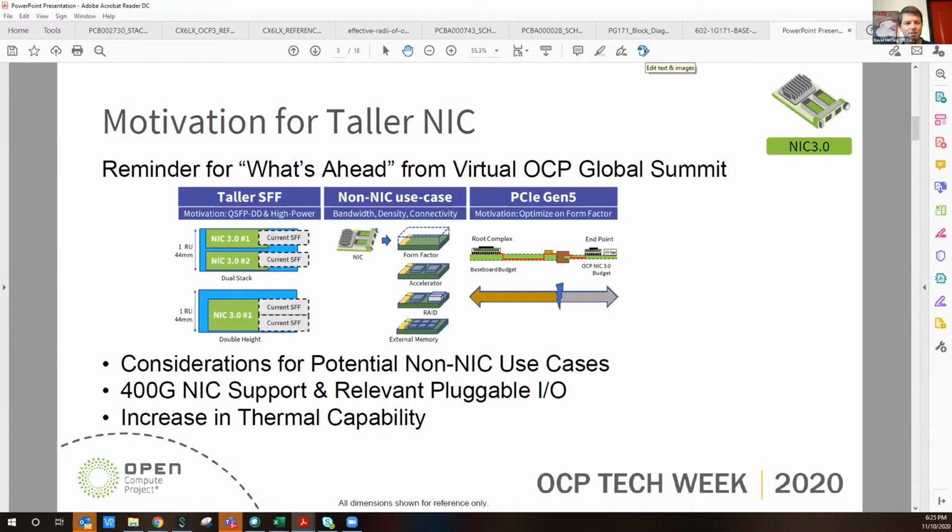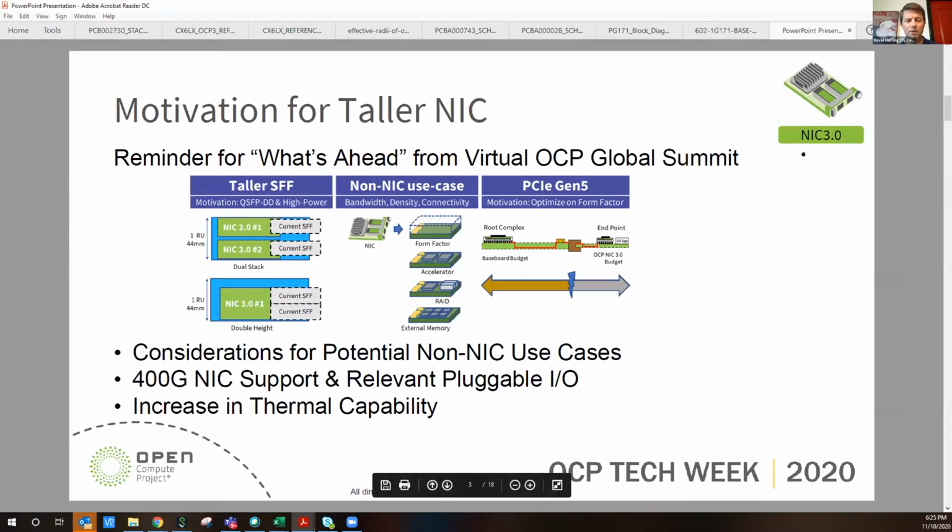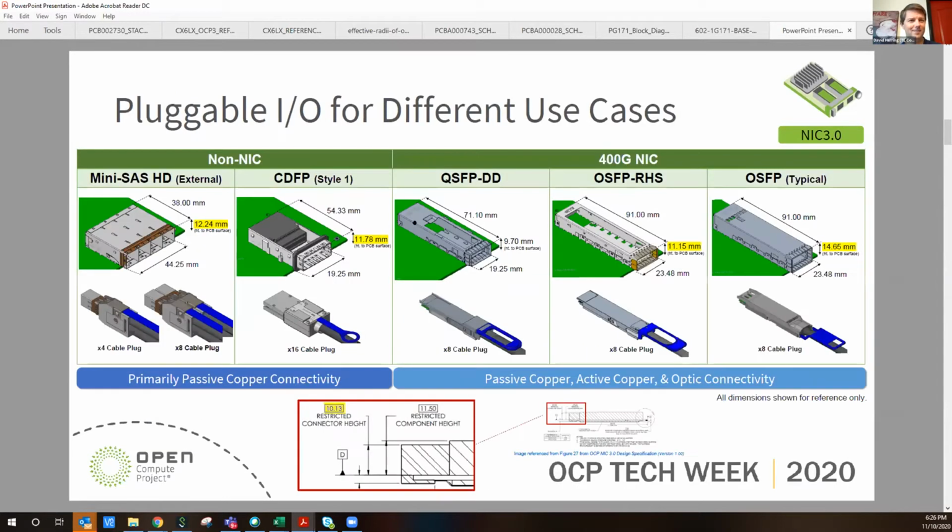The first thing to touch on is what is the motivation for a taller OCP NIC? For those that attended the Global Virtual OCP Summit earlier this year, we gave a little teaser out there of some things that could be coming. And a taller SFF was one of those. And the considerations for this could be potential non-NIC use cases, the need to support a 400 gig NIC and the relative pluggable IO, and also to address some increased thermal capability. Next slide.